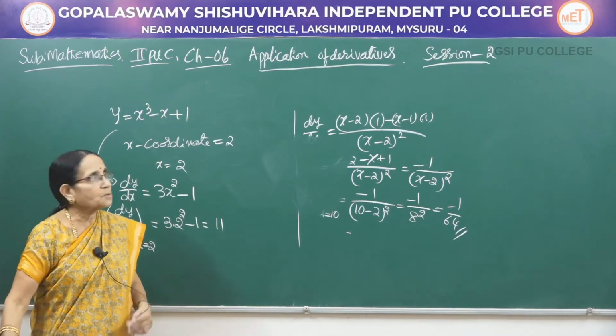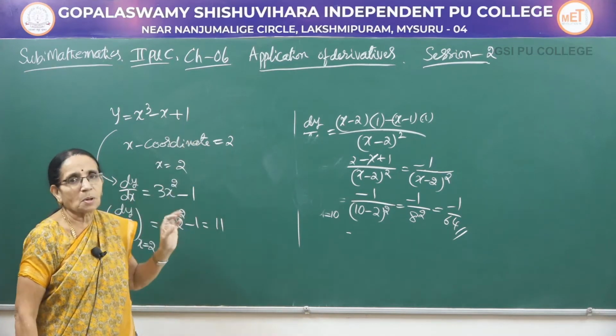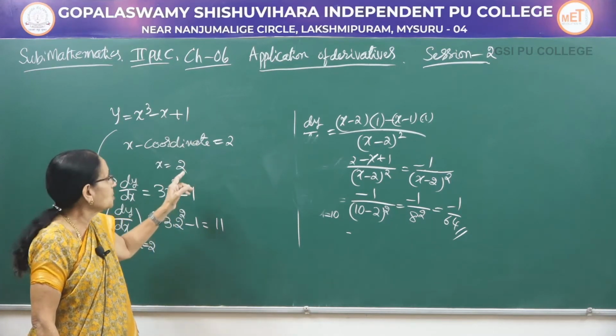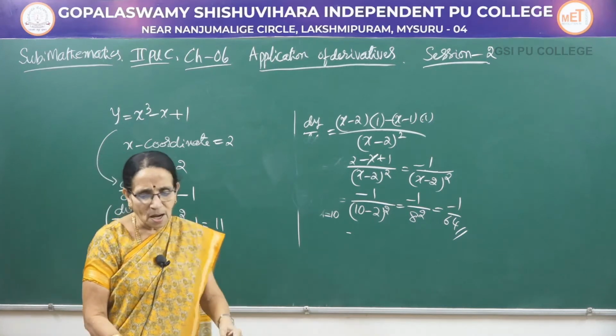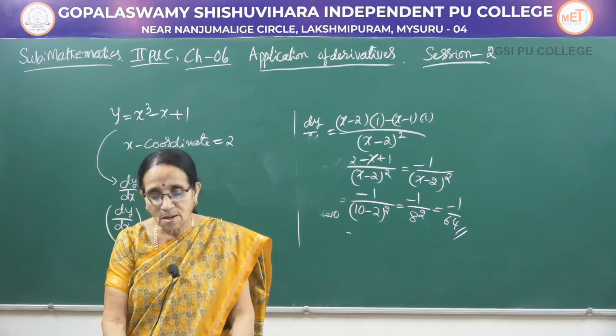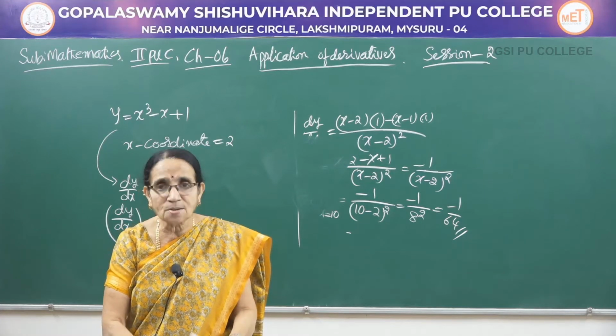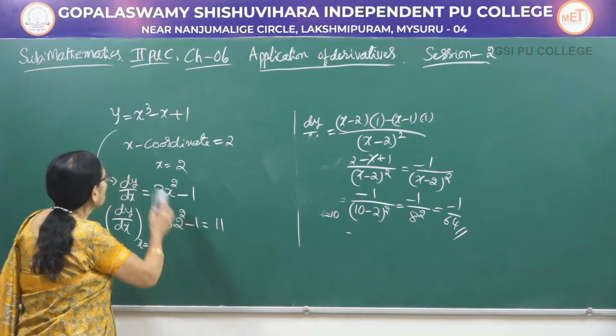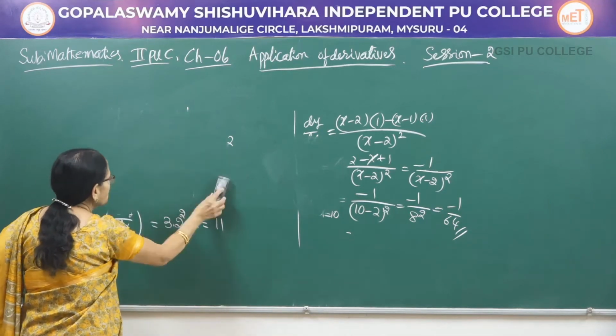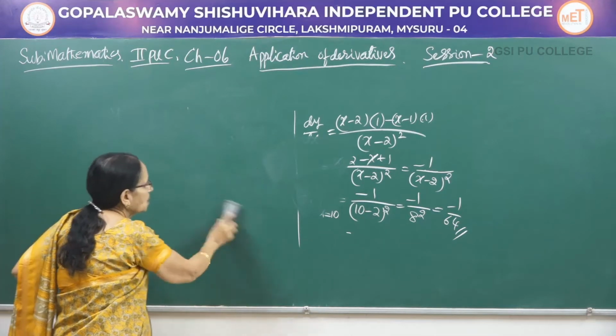So how do you write the answer now? Just take the previous problem. Therefore the slope of the tangent is equal to 11. So make it a habit to write the answer in a sentence if it is given in that particular form. So write the answer, therefore slope of the tangent is equal to 11.